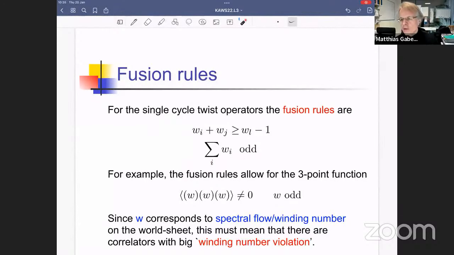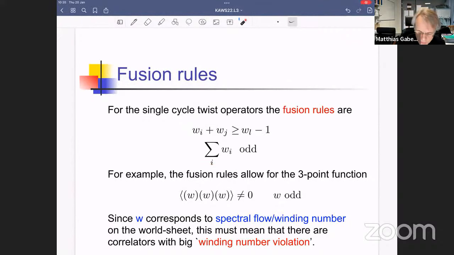If W is odd, then it's an even permutation. And the sum over the W's must give you an even permutation, because the permutations have to multiply up to give you the identity. Otherwise, the correlator can't be non-zero. So the sum over the W has to be odd.